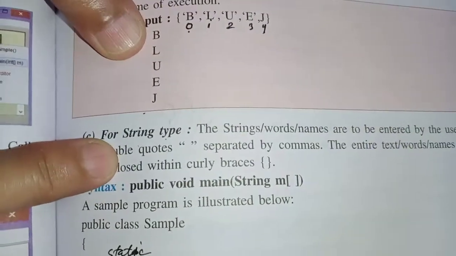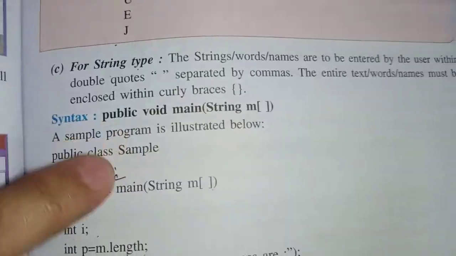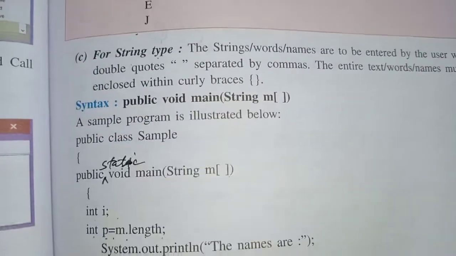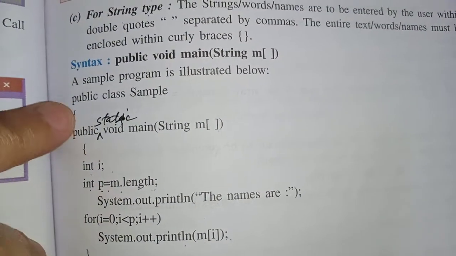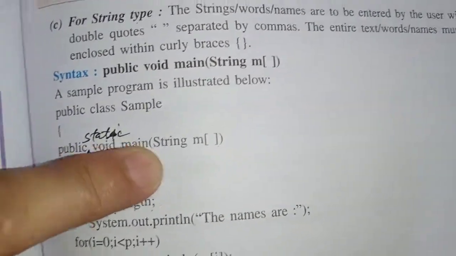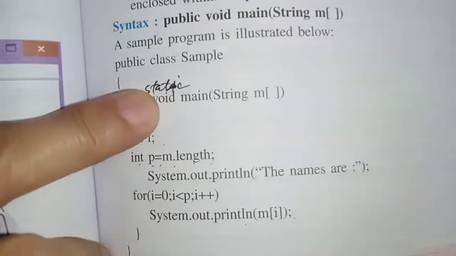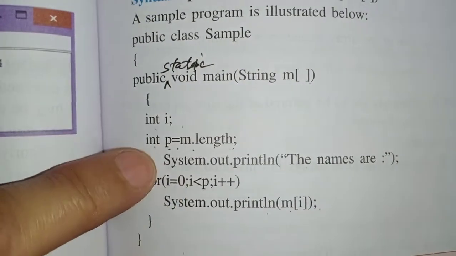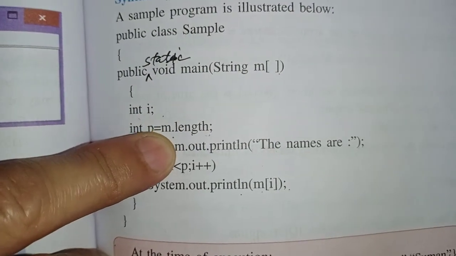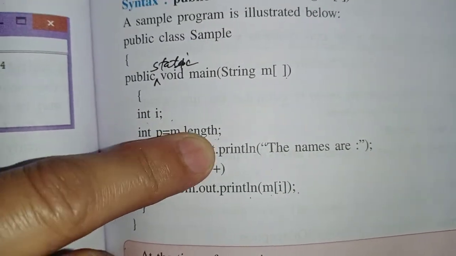Next, the same with string type. So public static void main String m[], one program is given here. Public class sample, public static void main String m[]. Here static is missed, you can write static here. Then int i, int p, that is the length, to calculate the length of array m.length.